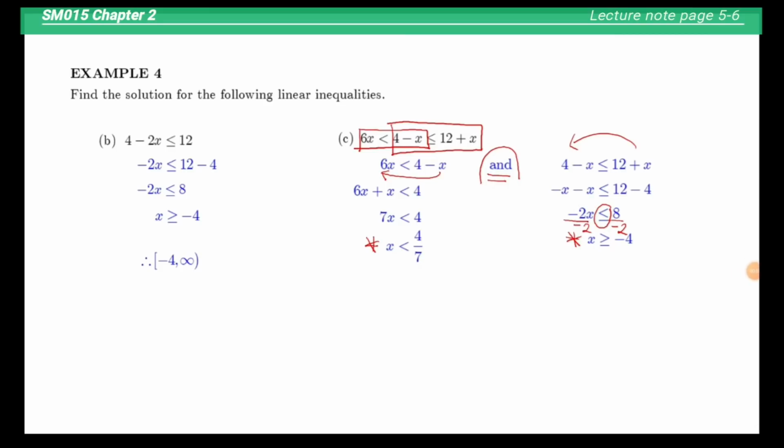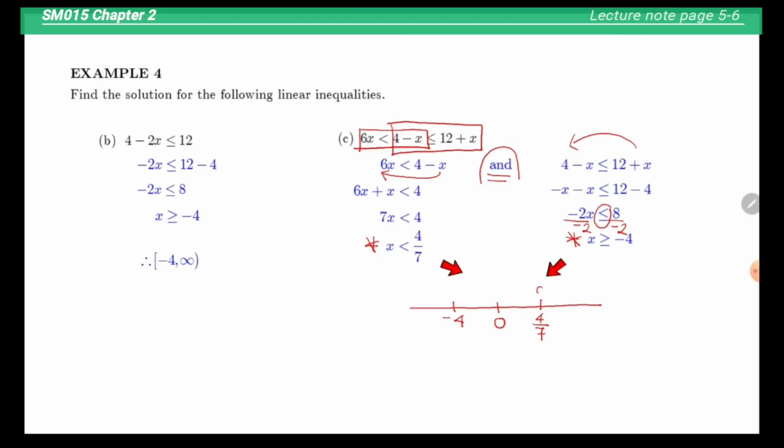Now, how do we combine these two answers? We need to start by drawing a number line. What numbers should we write on our number line? Here we have negative 4 and 4 over 7. So negative 4 will be somewhere on the left and 4 over 7 will be somewhere on the right of our 0. For the answer on our left-hand side, we have x less than 4 over 7.